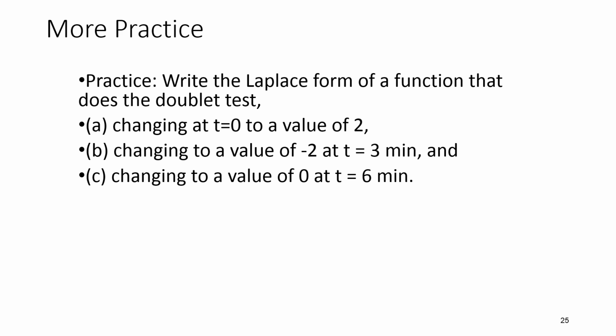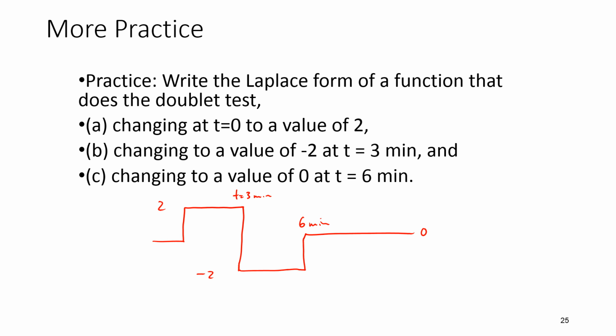Okay, so more practice. Write the Laplace transform of a function that does the doublet test, starting at t equals 0 and changing to a value of 2. So that's going to go up to a value of 2. Changing to a value of negative 2 at 3 minutes. It's going to go to negative 2, t equals 3 minutes. And then change to a value of 0 at 6 minutes. Okay, so that's 0, and that was 6 minutes.